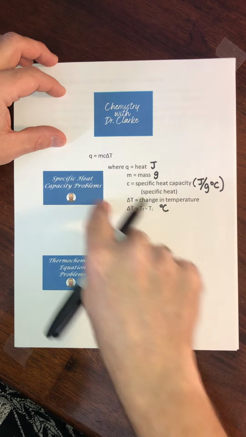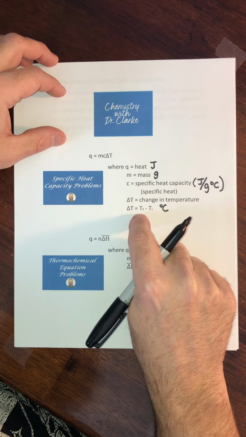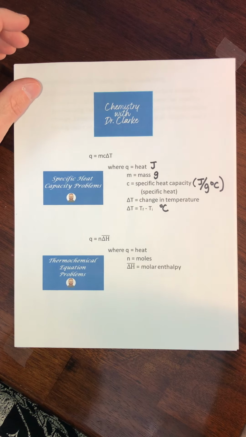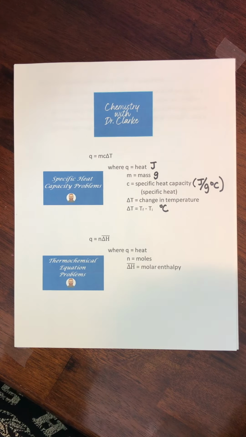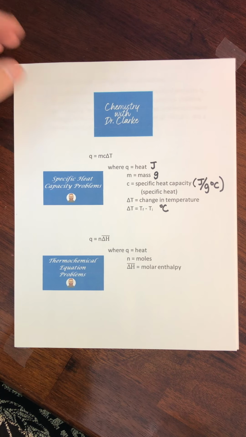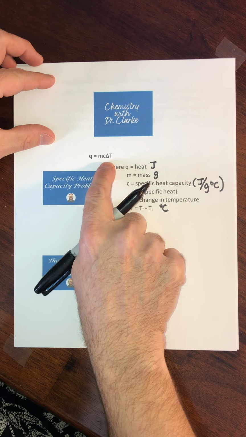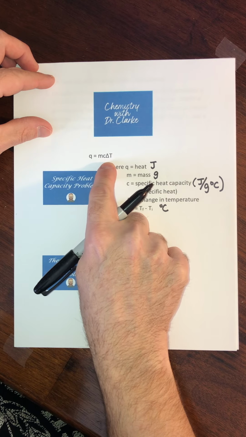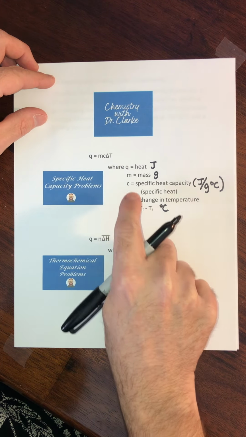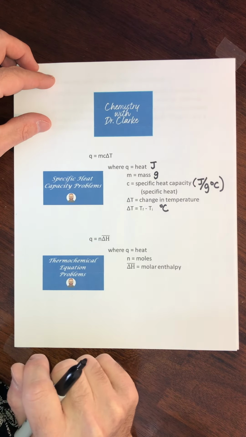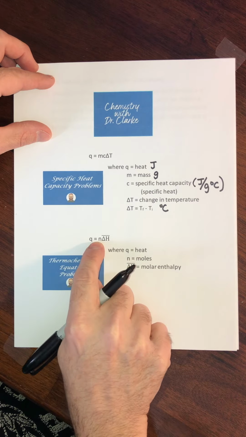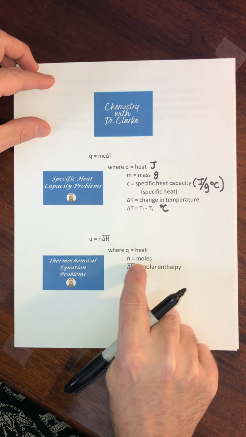Now, this calculation here, we like to use this formula when there is a temperature change. Let's say that you've got a glass of water, it's at 25 degrees and it warms up to 35 degrees. So there's a temperature change. It's going from 25 to 35. So whenever you have a temperature change and you want to know the amount of heat involved, this is the calculation you go with.